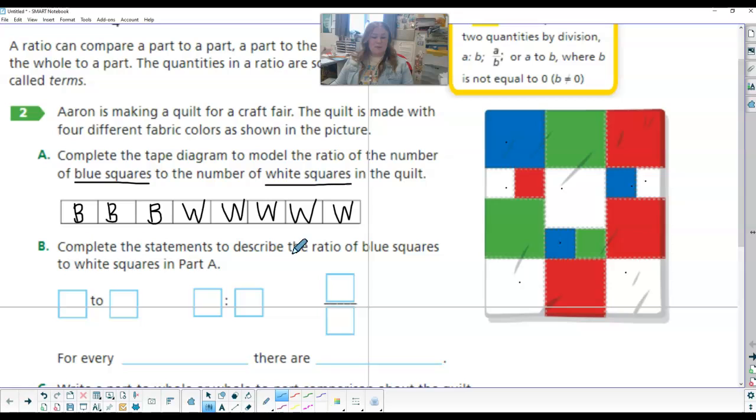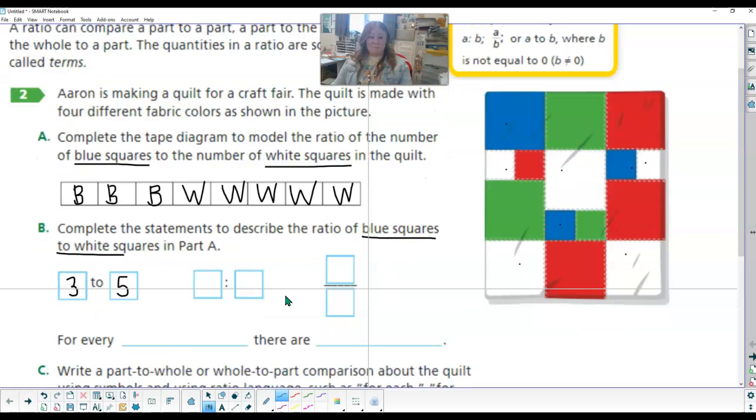So now this wants us to complete the statements to describe the ratio of blue to white. Blue comes first, white comes second. So blue is 3, white is second, 3 to 5. So I'm going to have you go ahead and complete the colon and complete the fraction here.